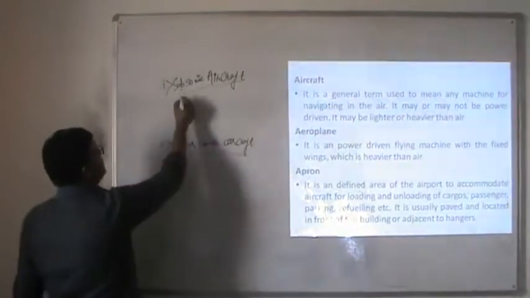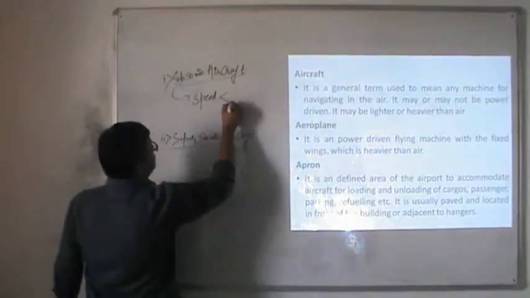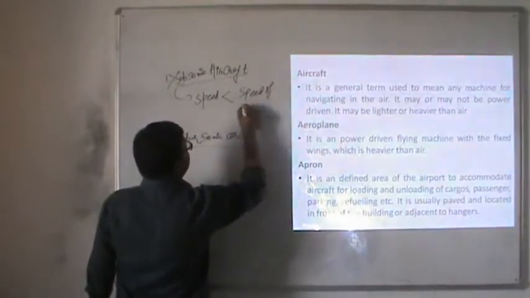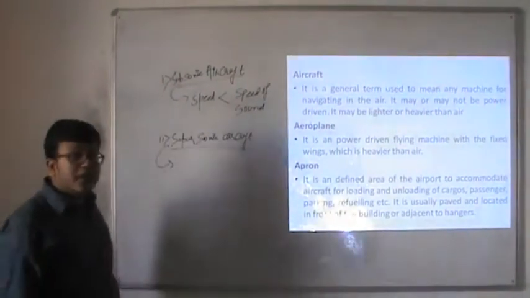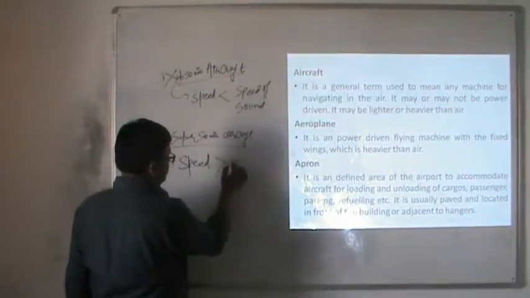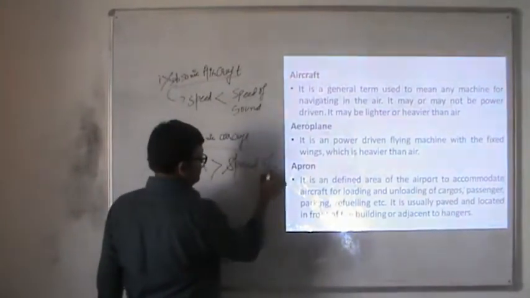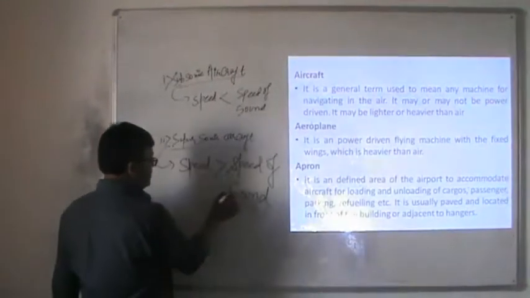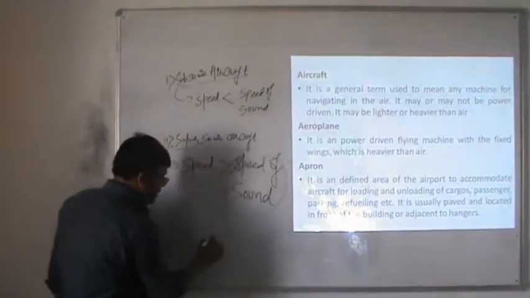Subsonic aircraft are those that have a speed less than the speed of sound. Supersonic aircraft are those which have a speed greater than the speed of sound. And we generally consider the speed of sound as 1130 kmph.